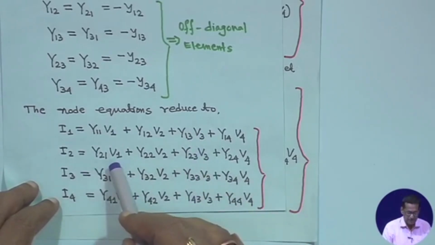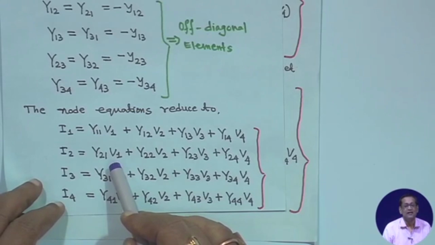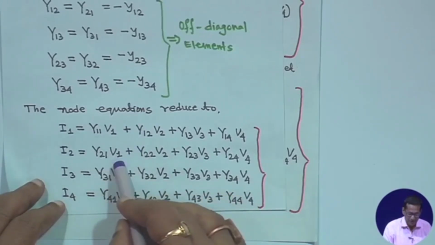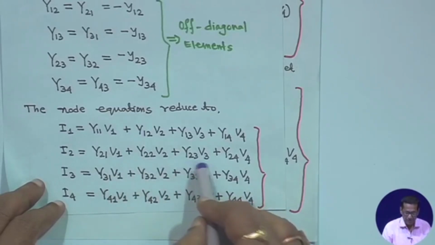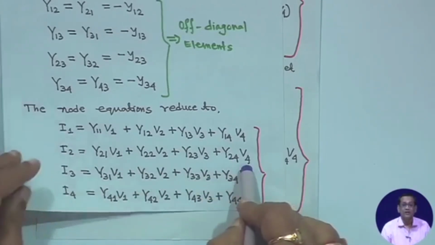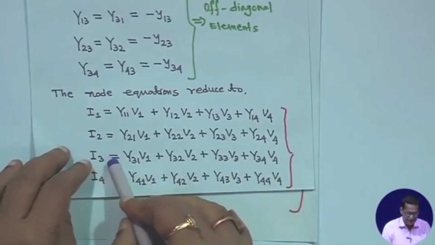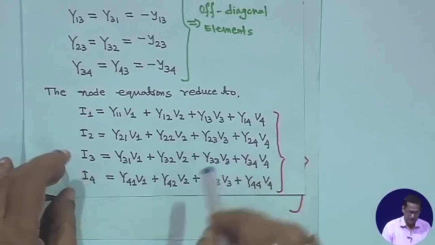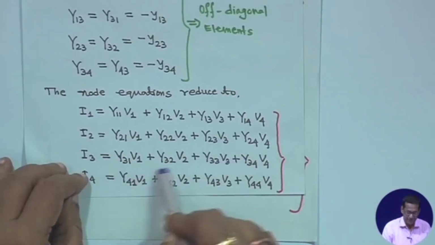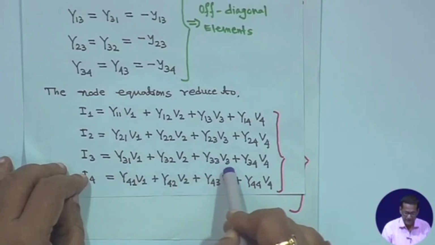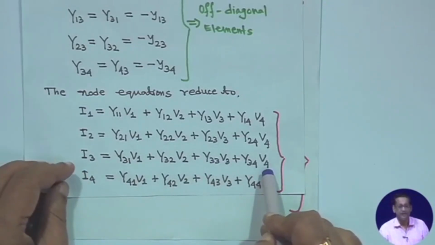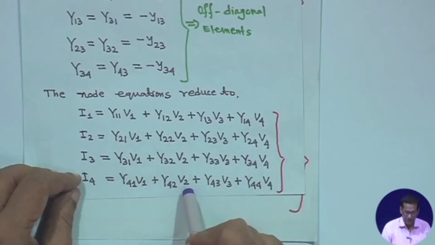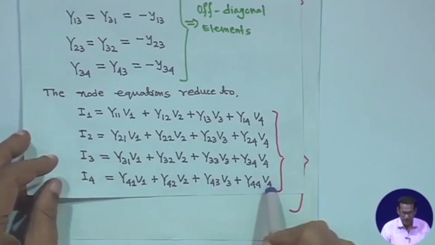I2 is equal to, similarly, y21 V1 plus y22 V2 plus y23 V3 plus y24 V4, right. Similarly, I3 is actually 0, I4 is actually 0, and some of the y elements are also 0, but we write it like this first. So, I3 is equal to y31 V1 plus y32 V2 plus y33 V3 plus y34 V4, right. Similarly, I4 is equal to y41 V1 plus y42 V2 plus y43 V3 plus y44 V4.